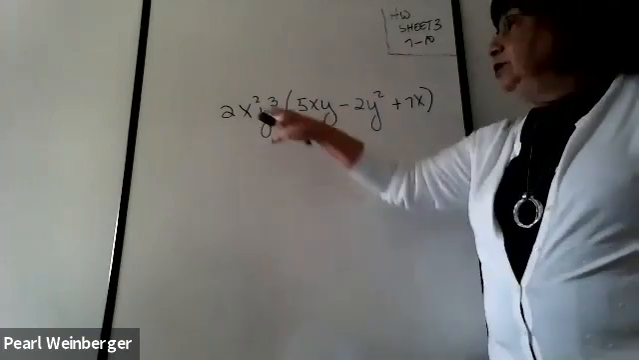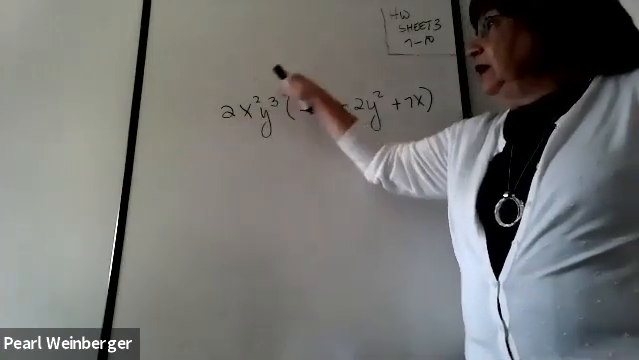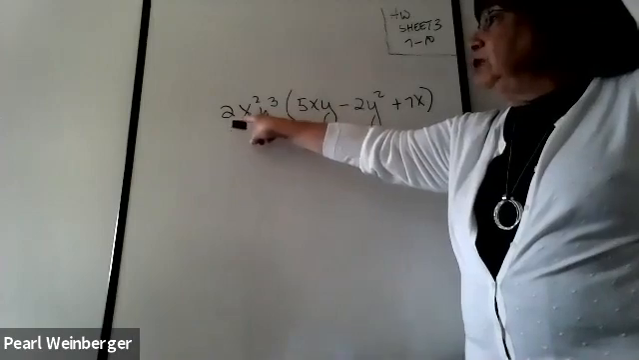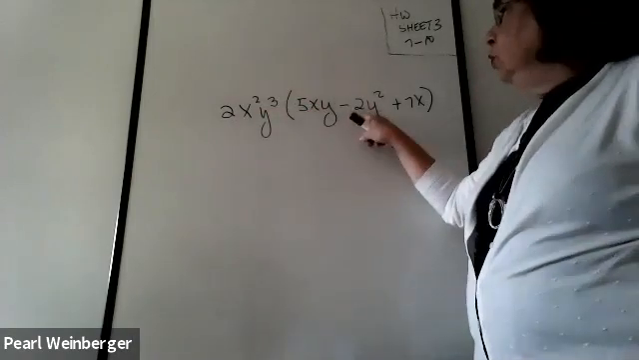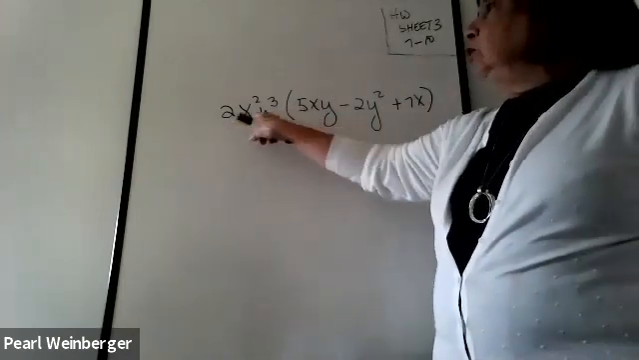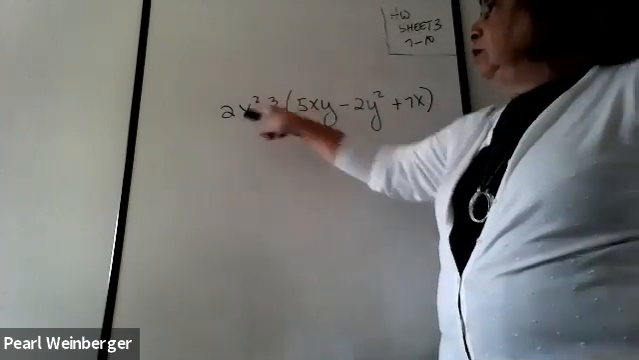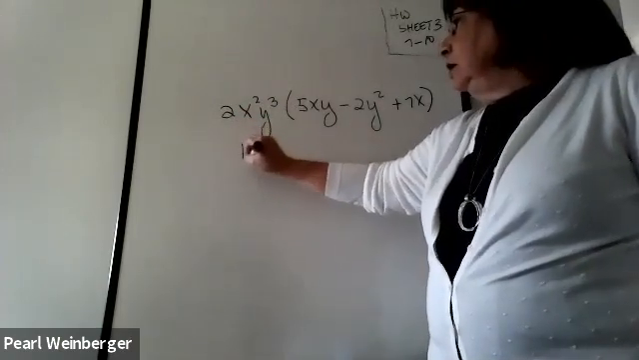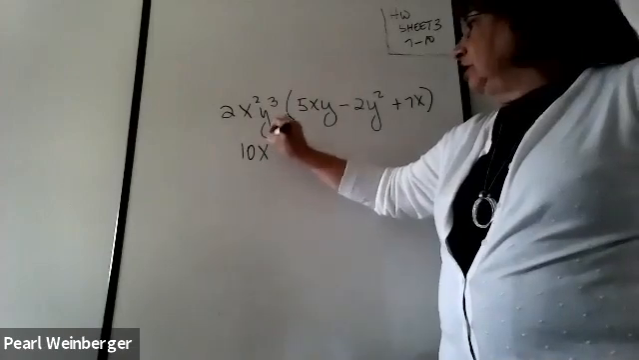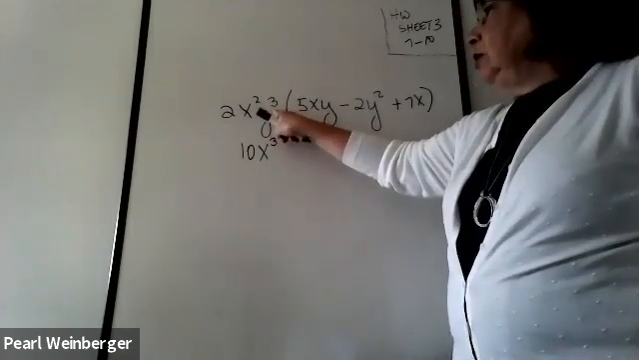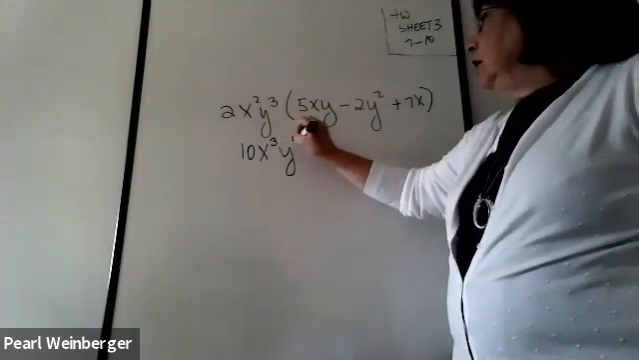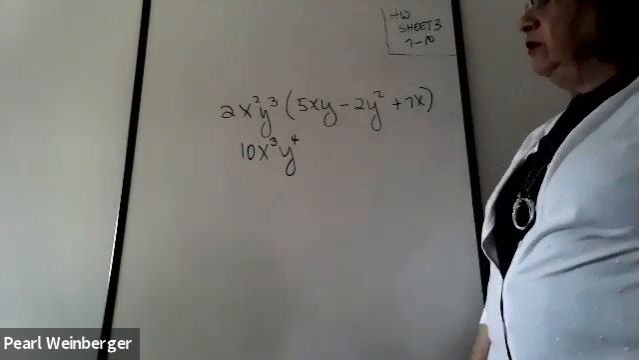Well, you all remember how to do that. When you have something on the outside of a parentheses, you have to use the distributive property. You have to multiply the 2x squared y to the 3rd by each one of these terms. So multiplying the 2x squared y cubed times the 5xy will give us 2 times 5, which is 10. X squared times x, remember that's a 2 plus a 1, is x to the 3rd. Y cubed times y is a 3 and a 1, which is y to the 4th. My first term is 10x cubed y to the 4th.